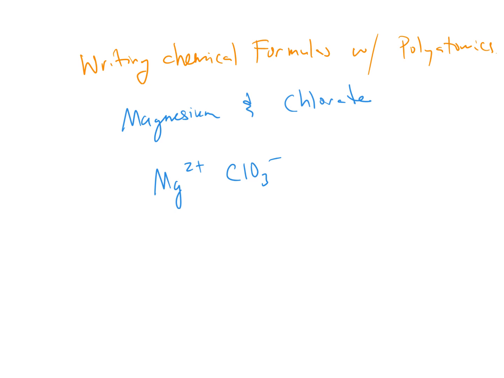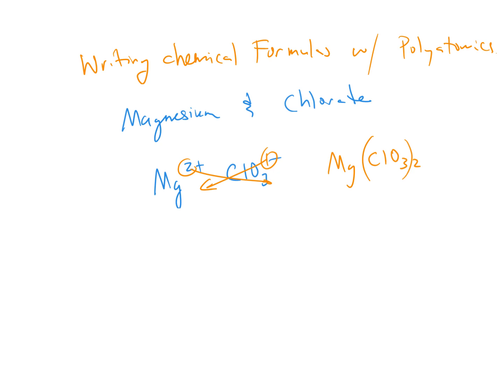What's our next step on when we did this before? Crossover? Cross the charges. Right? And we got Mg. Do we need to write the 1? No. We got ClO3 2. What do we need? Parentheses. We don't want 32 oxygens. So for polyatomic ions, if there's more than one, we must have parentheses.